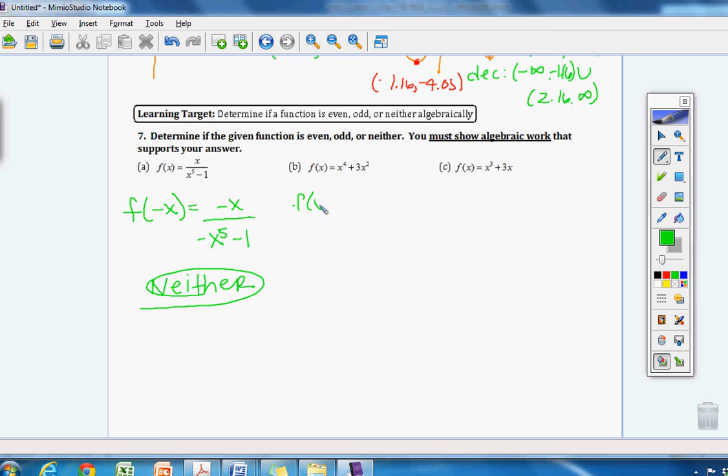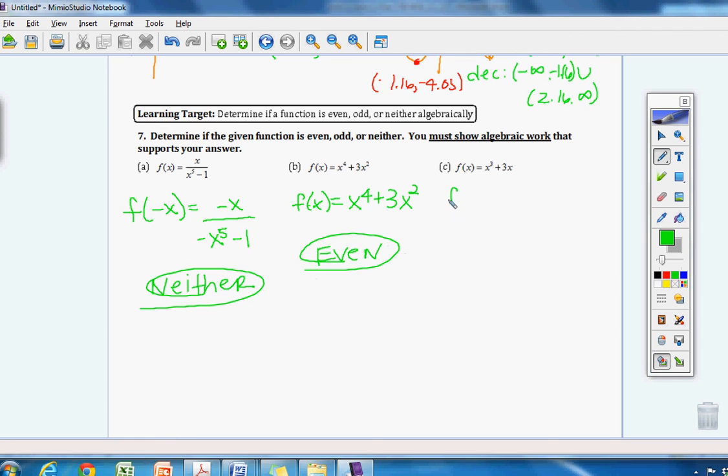Again, for B, I'm plugging in a negative x to see what happens. A negative number to the 4th power is going to keep that positive. A negative number to the 2nd power is going to keep that also positive. So since both sides are positive and stay the same, this is going to be even.